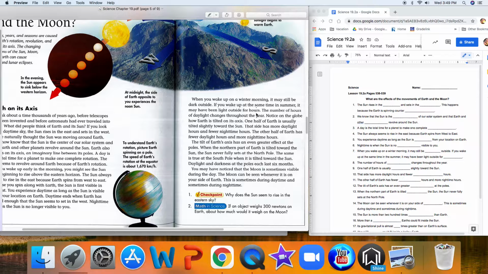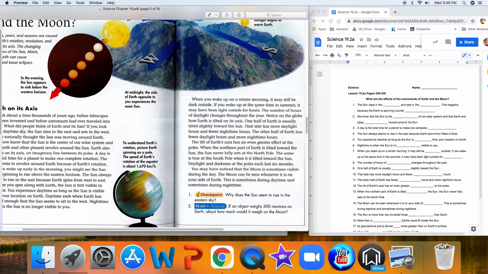We are starting to experience that now, and the days keep getting longer. The number of hours of daylight changes throughout the year. Notice on the globe how Earth is tilted on its axis. One half of Earth is usually tilted toward the sun. That side has more daylight hours and fewer nighttime hours. The other half of the Earth has fewer daylight hours and more nighttime hours.